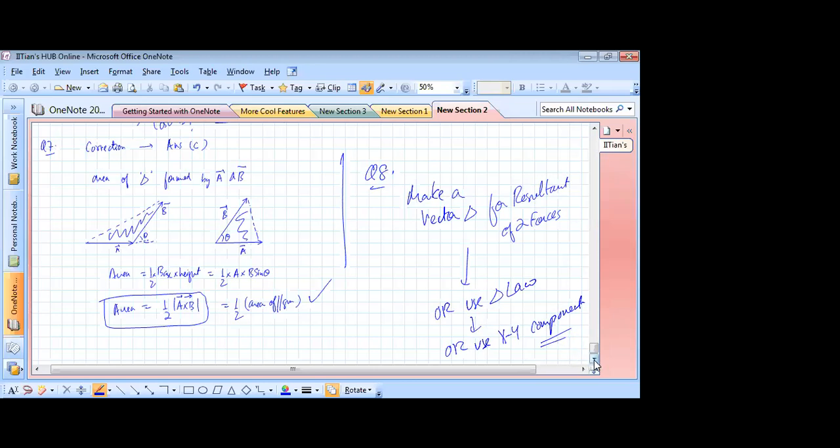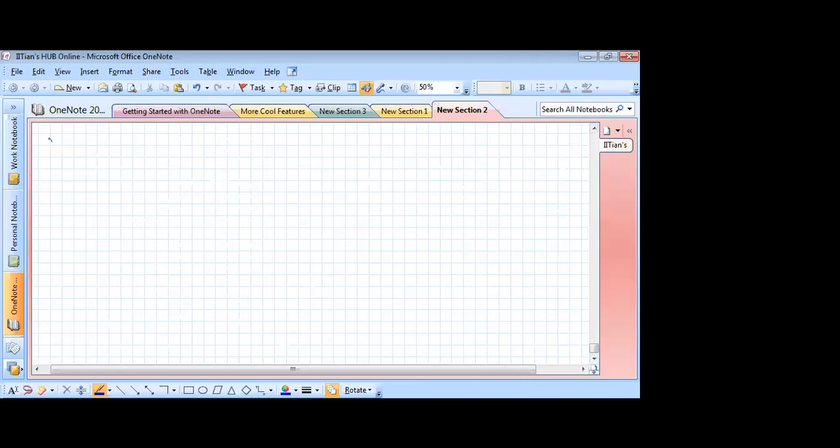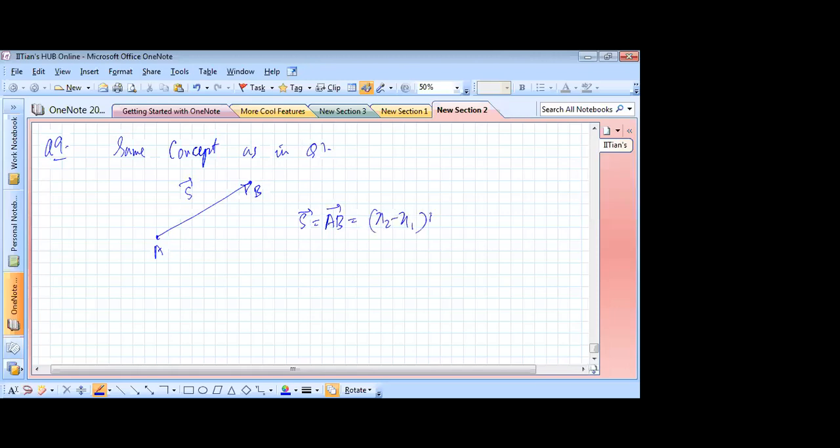Okay, 9th, you have to use the same concept as question 1. Question 9, same concept as in question 1, where if the particle is going from A to B, the displacement vector becomes the vector E. So it is x2 minus x1, plus y2 minus y1, plus z2 minus z1 as components. So this is also easy.